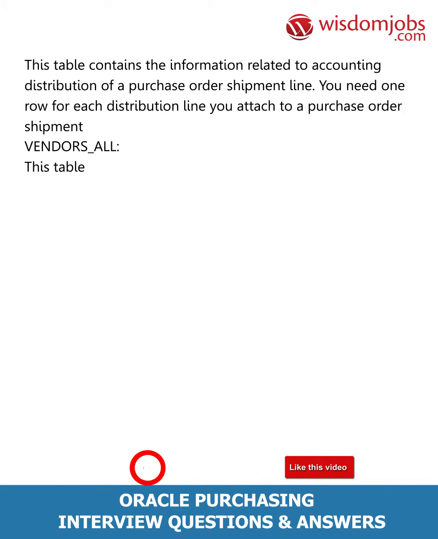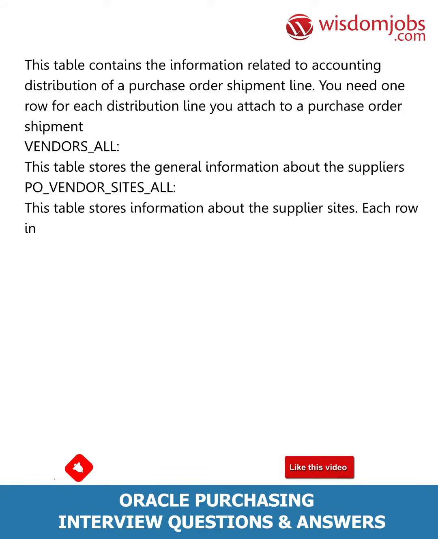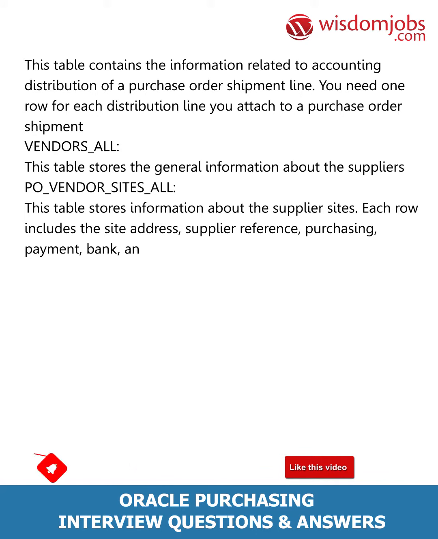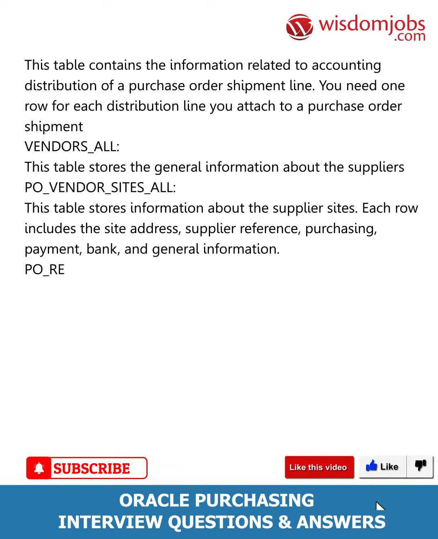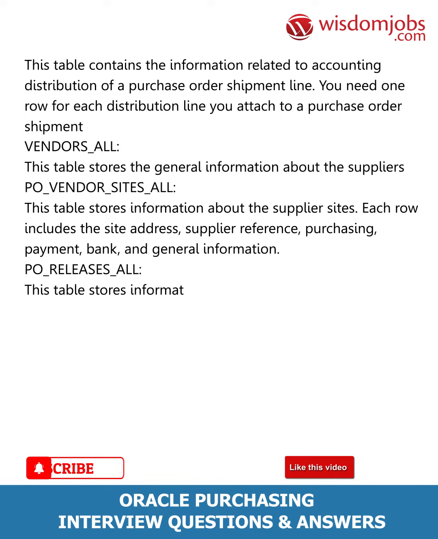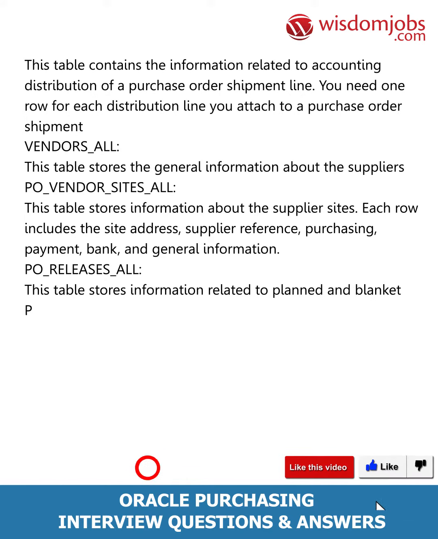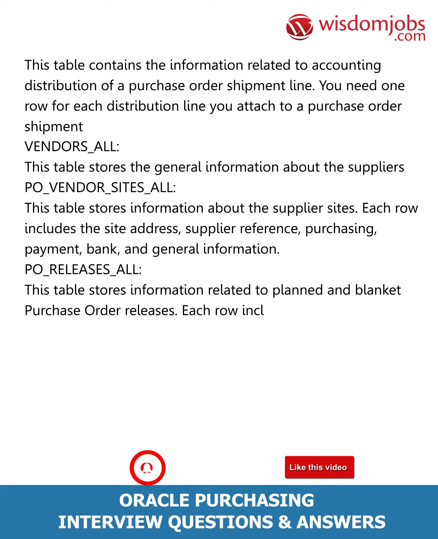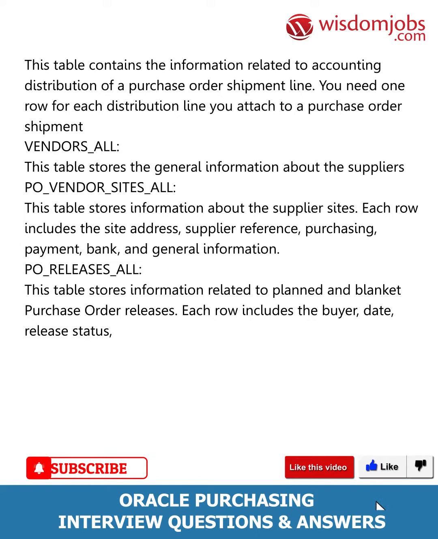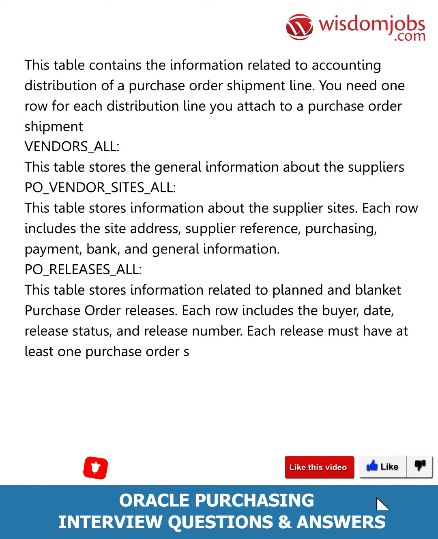VENDORS_ALL. This table stores the general information about the suppliers. PO_VENDOR_SITES_ALL. This table stores information about the supplier sites. Each row includes the site address, supplier reference, purchasing, payment, bank, and general information. PO_RELEASES_ALL. This table stores information related to planned and blanket purchase order releases. Each row includes the buyer, date, release status, and release number. Each release must have at least 1 purchase order shipment.